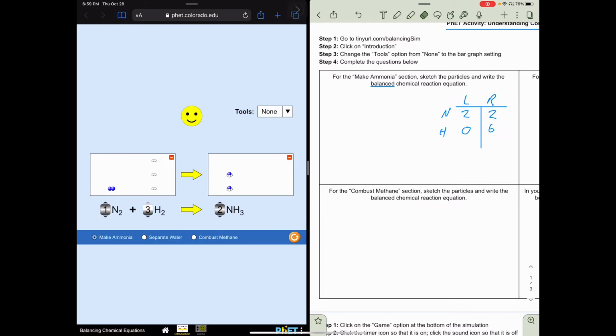So we now know what the balanced chemical reaction that we have is. So that is 1 nitrogen gas plus 3 H2s react to form the reactants go through a reaction to form the products, which is 2NH3 products. So that is our balanced chemical equation.